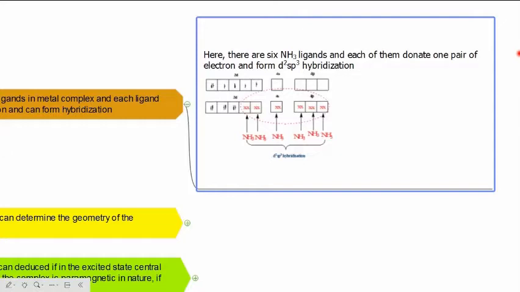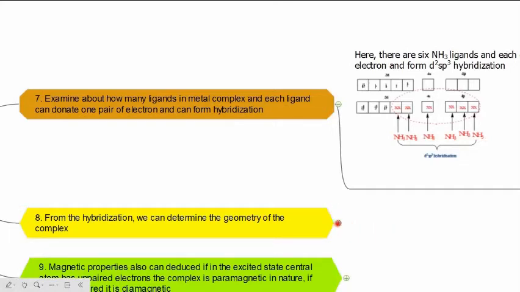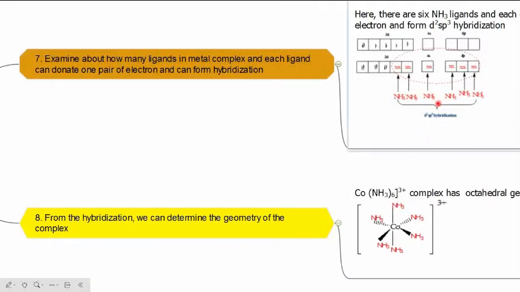Here 6 ligands, each of them donate one pair of electrons and form d2sp3 hybridization. Next step is to determine the geometry of the complexes according to the hybridization. It formed the d2sp3 hybridization, so this complex will have octahedral geometry.